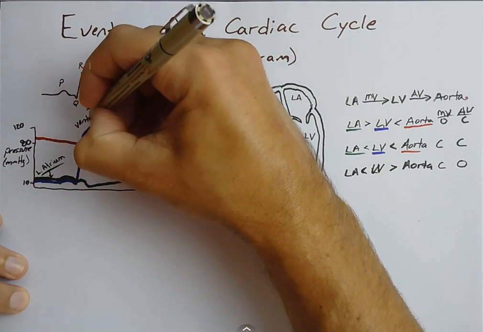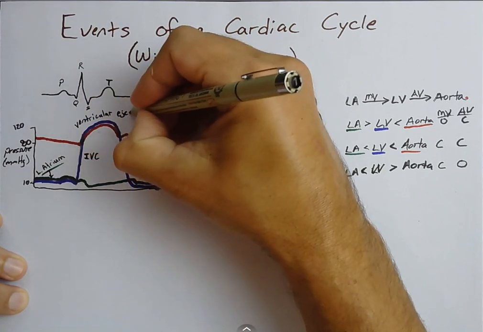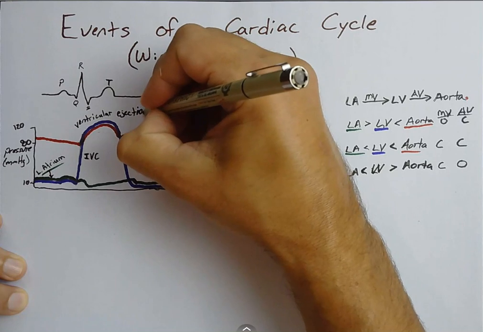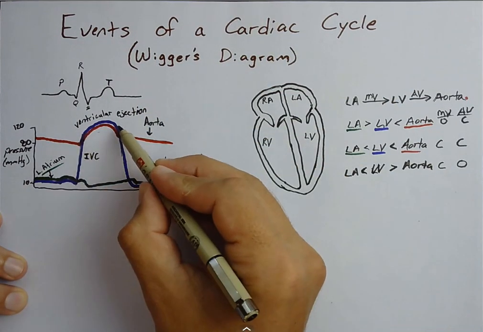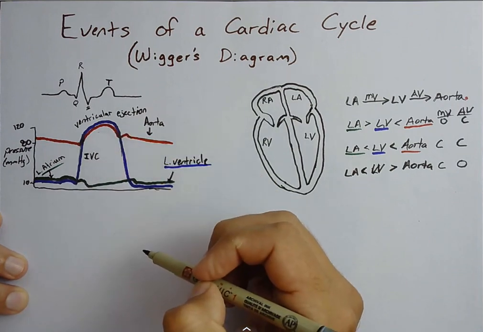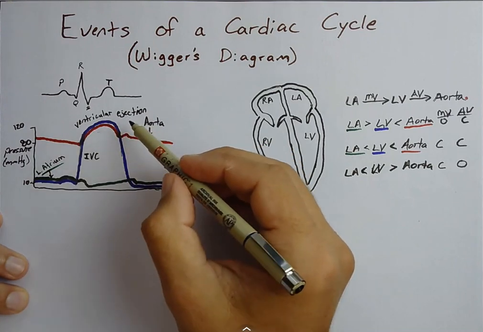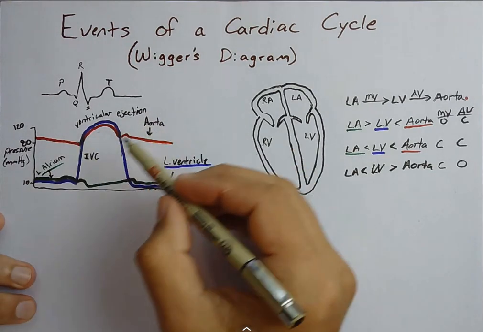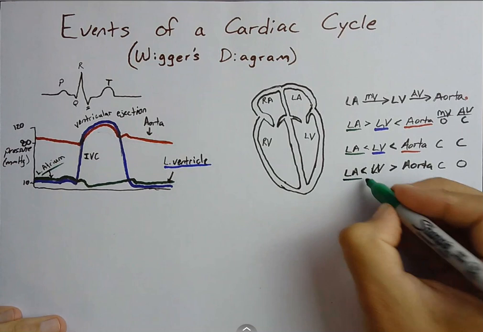Ventricular ejection. There is a rapid portion of ventricular ejection and just a little bit slower portion of ventricular ejection over here. So FVE is fast ventricular ejection. SVE is slow ventricular ejection. If you are required to learn those things, hopefully that helps.